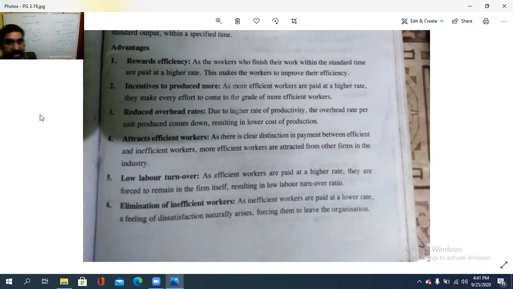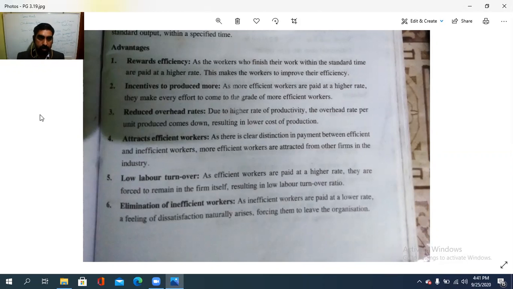That is, as the workers who finish their work within the standard time are paid at a higher rate, this makes the worker improve their efficiency. So that is improving the efficiency of each and every worker. Then incentive to be produced more. So based on the efficiency, if a worker is getting a higher rate, he will get more incentive.